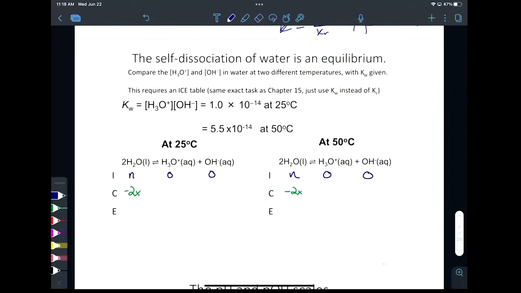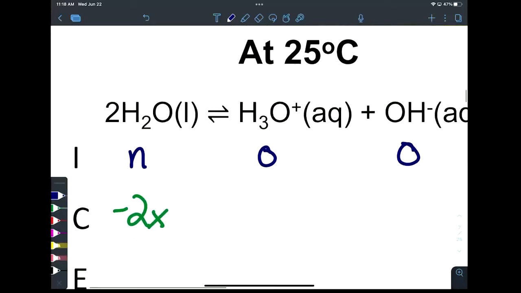All right, self-dissociation of water is an equilibrium. So here I give you two different K values, Kw's. Here's Kw at 25 degrees, and yes, we predicted correctly. Here's at 50 degrees, it's a little bit higher at a higher temperature. So let's calculate the pH of water. This is the same exact ICE table that we've done before. I want to know what is the H plus concentration at equilibrium for a pure sample of water. So let's do 25 first, okay?